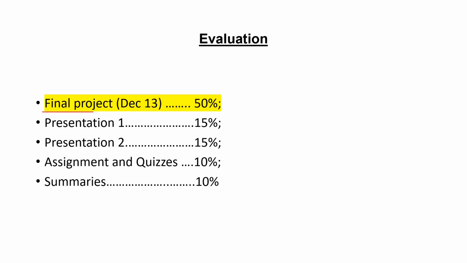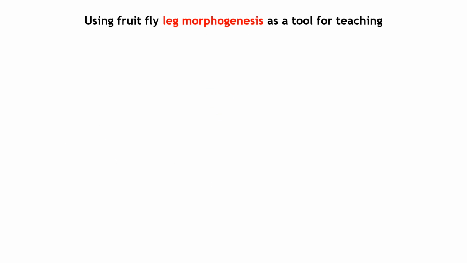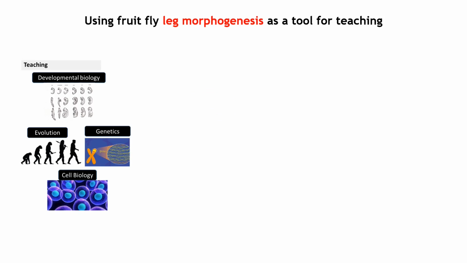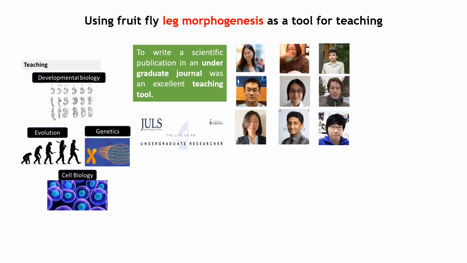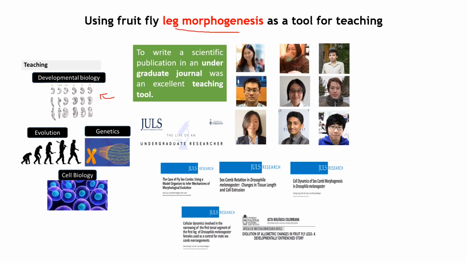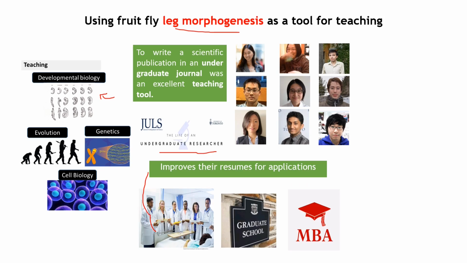So let's start talking about your final project, that is the main component of your grade. As I said to you multiple times, I find that working with fruit flies can be a great tool for teaching. And in this case, I want that we learn a lot doing actual research. And the idea is that at the end of this class, you will publish a small publication in an undergraduate research journal. Hopefully, this helps for your applications, for the different things that you want to do.